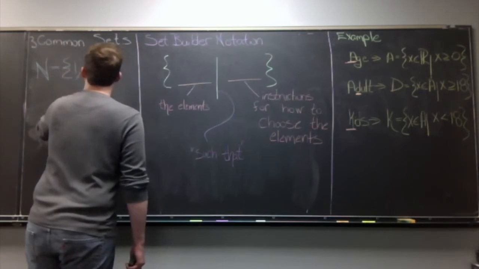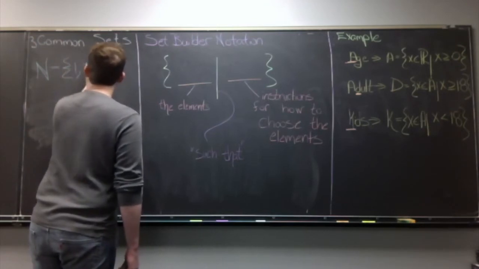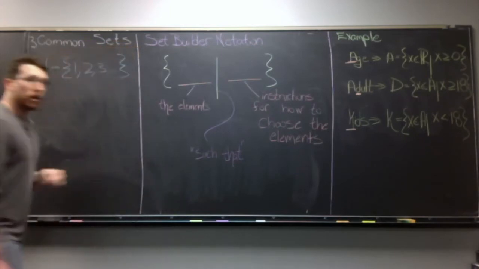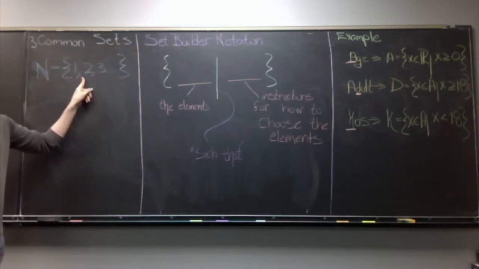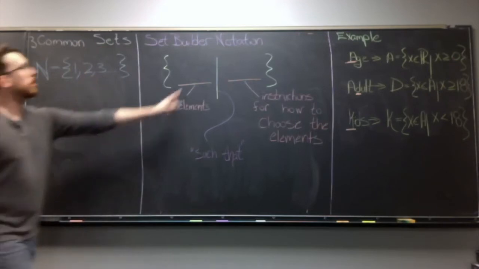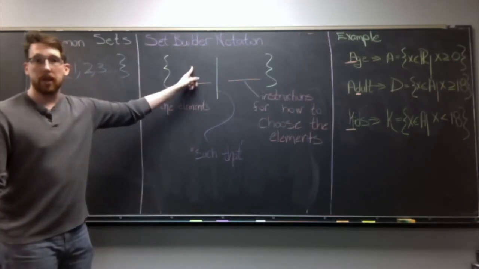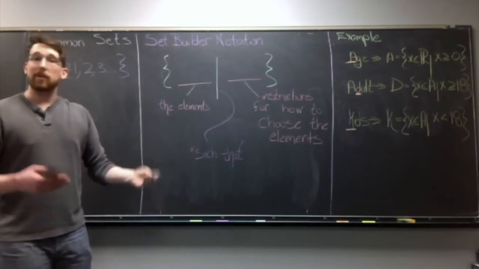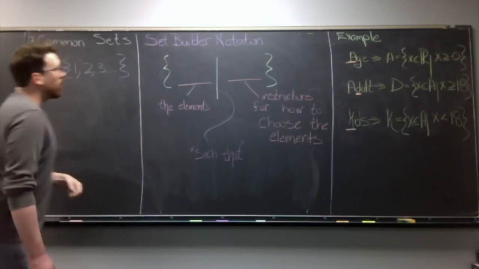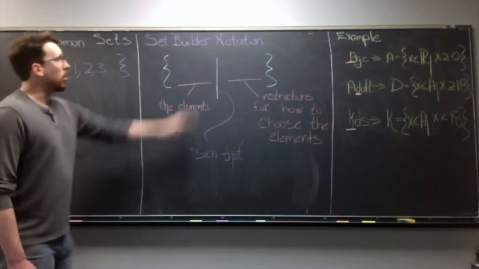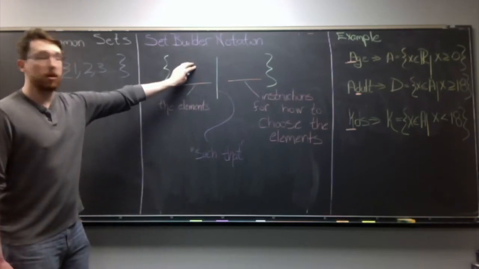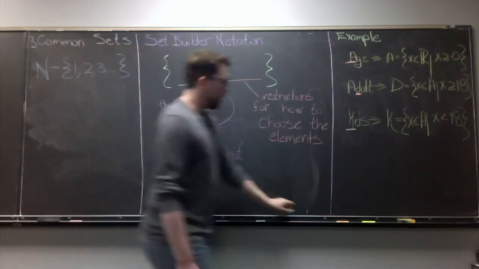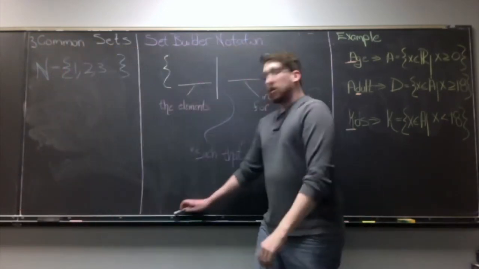I said it's the numbers 1, 2, 3, and on forever. This is called roster method. This is called the set builder notation. Both are equally good ways of writing sets. There are going to be times where this is more convenient to use than this. That's really the only reason I wanted to point it out. Having said that, let's move on.